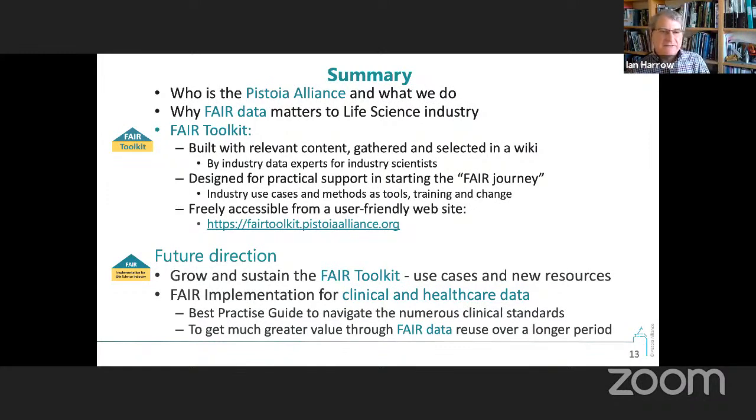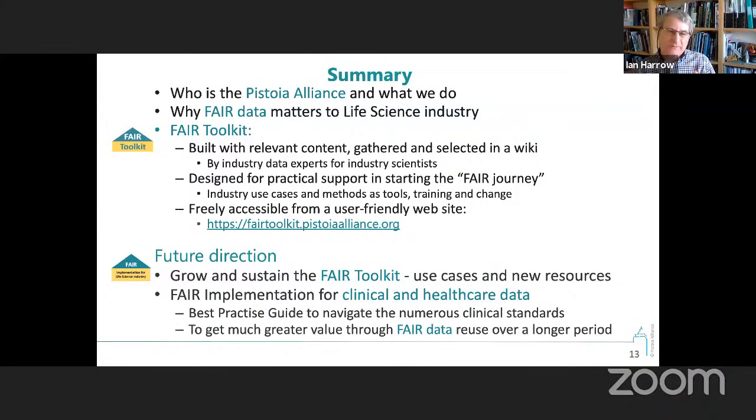Here's the URL again. So the future direction we're going in is we're growing and sustaining the FAIR toolkit. We're looking to add new use cases and new resources as they emerge. And we're also putting heavy effort into the big task of seeing how we can bring FAIR implementation to clinical and healthcare data. We're looking to build a best practice guide to navigate the numerous clinical standards, the common data models, and the numerous vocabularies and ontologies that are useful for clinical.